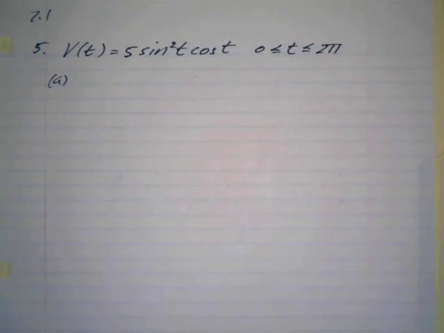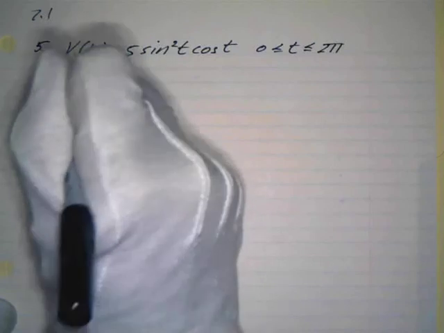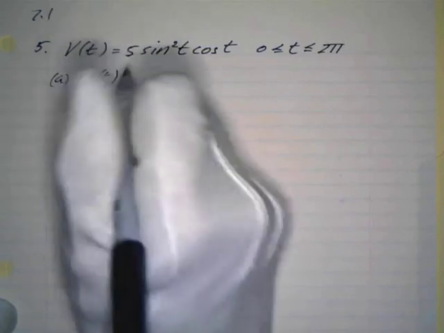Okay, this is number 5 on 7.1. Well, there's lots of interesting things we can do with this problem, or that we're going to have to do to figure it out. And the first thing is we want to find out where it's moving right, left, or stops. So we'll find out where it stopped first. And we just have to set v of t equal to 0.